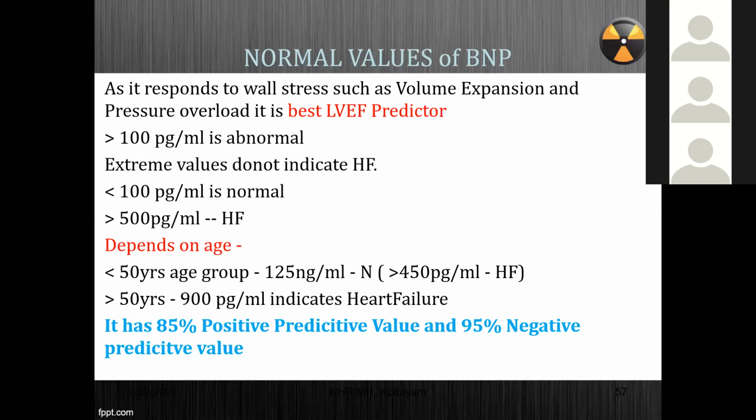Just think over it and correlate clinically with all the other biomarkers, and only then come to a confirmation. It has 85% positive predictive value and 95% negative predictive value. Every biomarker is based on positive or negative predictive value. With 95% negative predictive value, if it is normal, you can relax. It says there is no problem with the left ventricle.